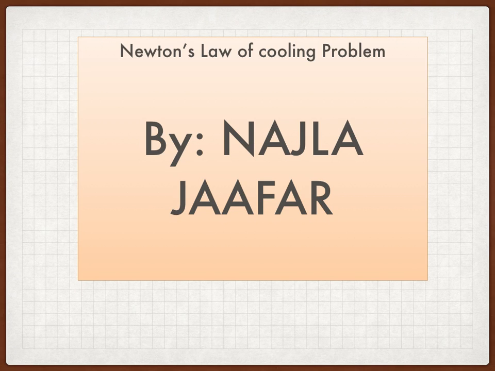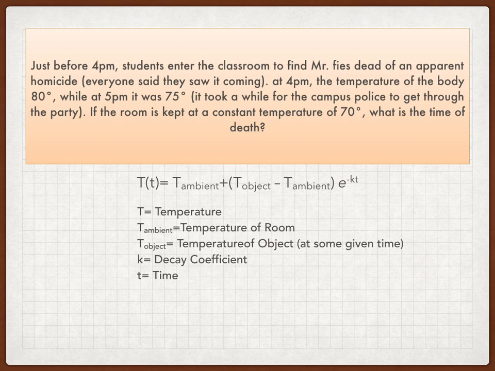I'm going to walk you through a Newton's law of cooling problem. So the problem states: just before 4 p.m., students enter the classroom to find Mr. Fees dead of an apparent homicide. Everyone said they saw it coming. At 4 p.m. the temperature of the body was 80 degrees, while at 5 p.m. it was 75 degrees. It took a while for campus police to get through the party. If the room is kept at a constant temperature of 70 degrees, what is the time of death?